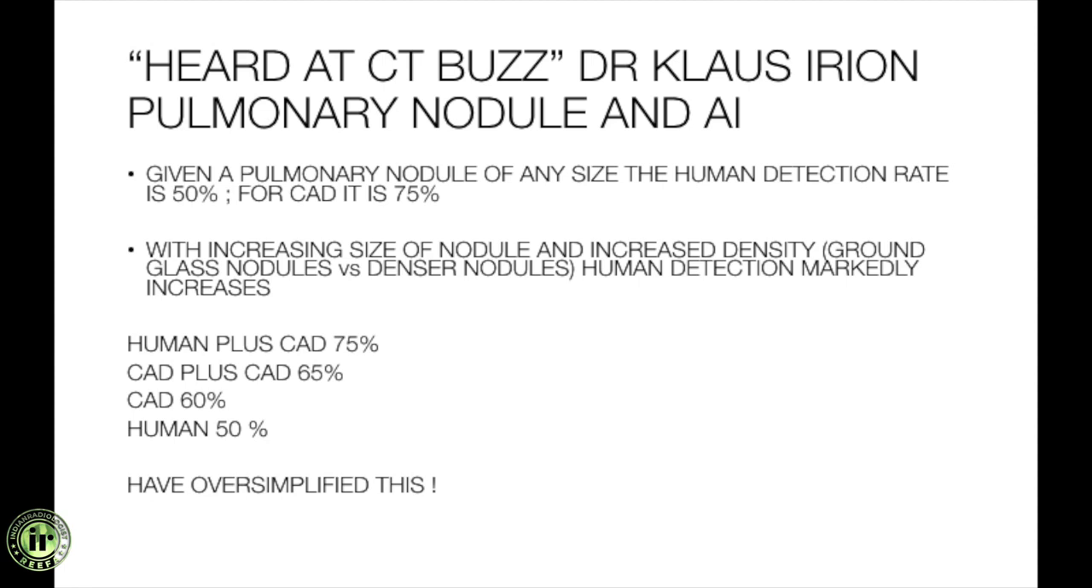Now, while the human detection rate may be only 50%, and the CAD alone rate may be 60%, when you add human plus CAD, it goes to 75%. And if you, like an ensemble, add one AI to another AI, then it is about 65%. But I think this slide gives you the whole idea of how augmenting human ability with an AI tool can markedly improve the efficiency and the accuracy of humans.